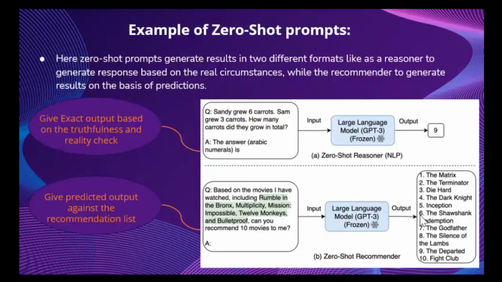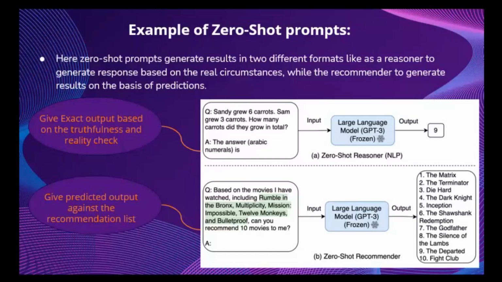Let's understand the concept. We have two different scenarios. Scenario one is providing exact output based on the trustfulness and reality check. Here, the prompt asks the LLM to generate a text that is consistent with the trustfulness as well as reality check. Let's consider a simple example. If the prompt is written to ask a model to write a poem about a cat, the LLM would generate a poem that is consistent with the prompt and that is also believed as well as realistic.